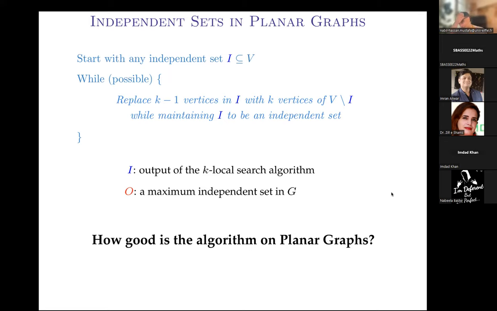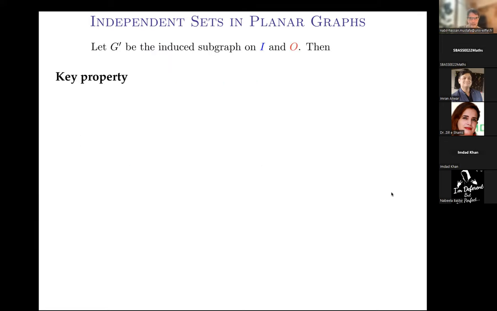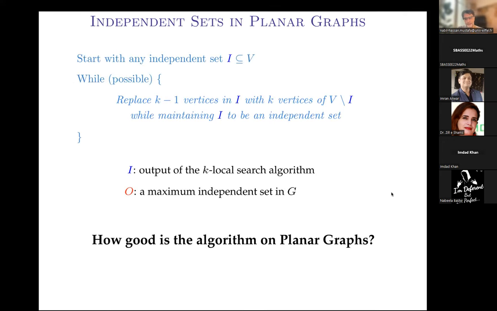Okay, and so can it fail badly? The first thing to notice here is the fact that you cannot improve your independent set by dropping k minus one vertices and adding k. What does that mean? What property does that give you? What's the consequence of maintaining this kind of invariant here?